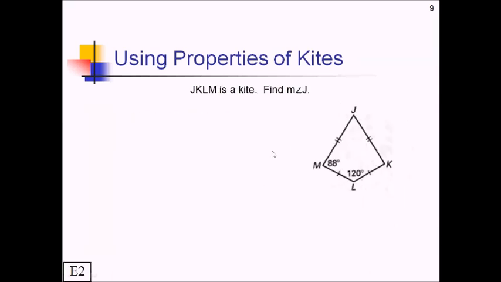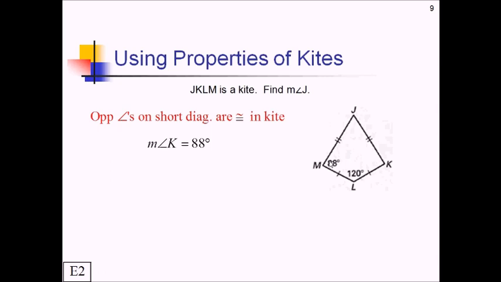Let's do another one. Pause the video and see if you can figure out the measure of angle J up here. All right, now it's tempting to just write 120 because they're opposite angles. But remember, the opposite angles on the long diagonal aren't always the same in a kite. It's the short diagonal opposite angles that are congruent. We can at least start, though, by saying that the measure of angle K is 88.